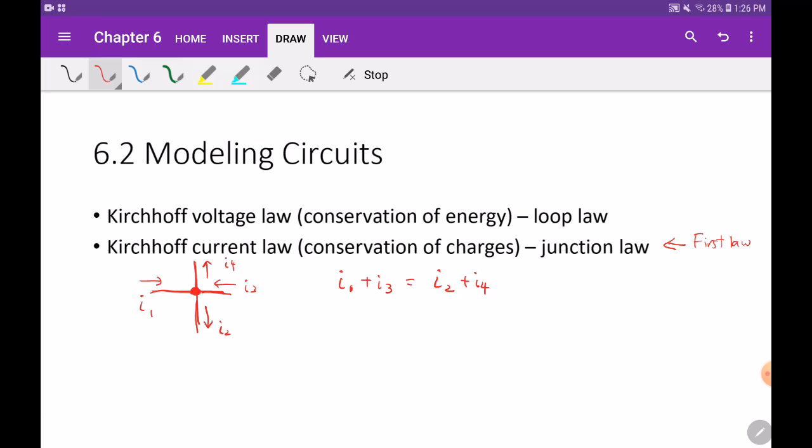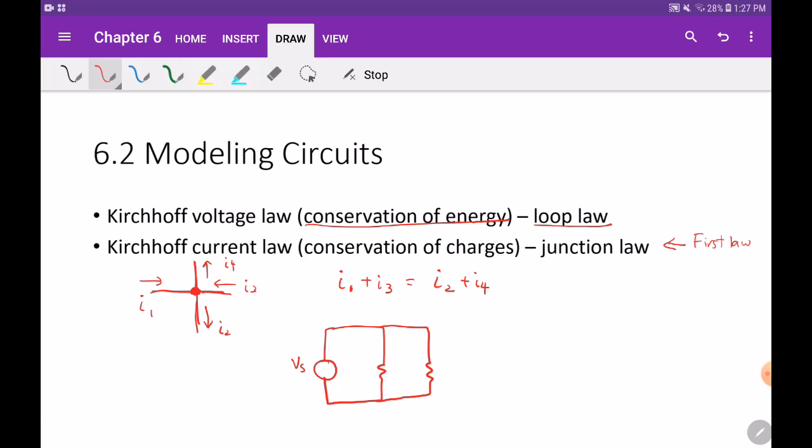And the second law is Kirchhoff's voltage law that has to do with the conservation of energy, or it's called the loop law. So what's a loop law? Whenever you go around the loop, the voltage gain must be exactly equal to the voltage drop.